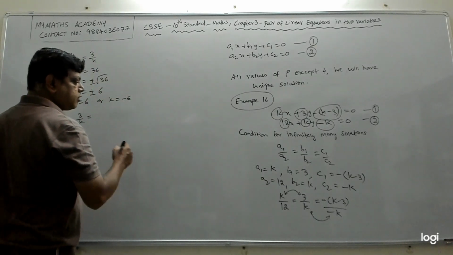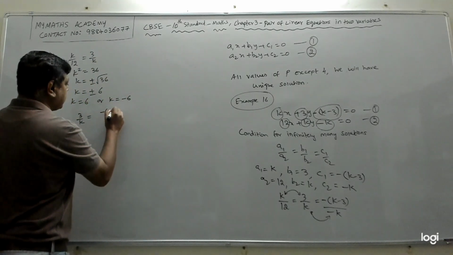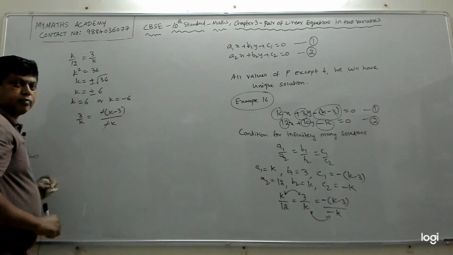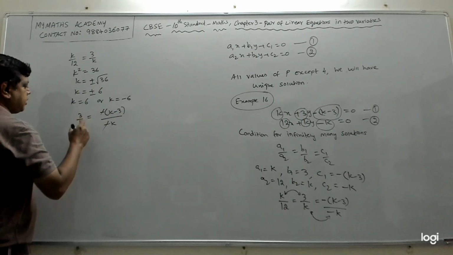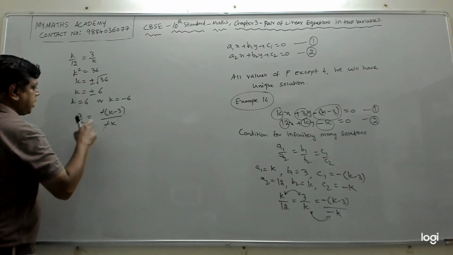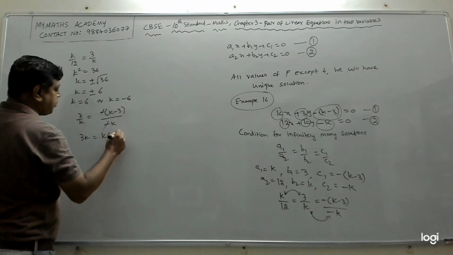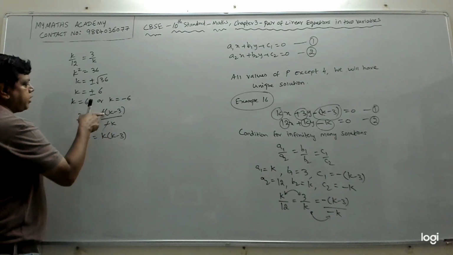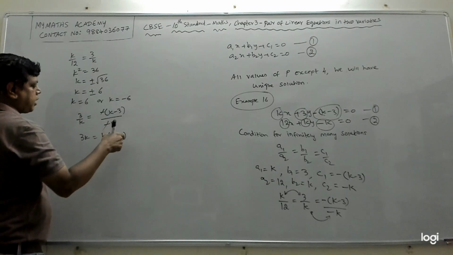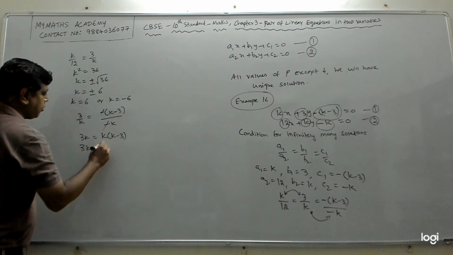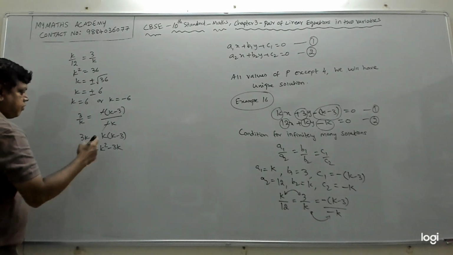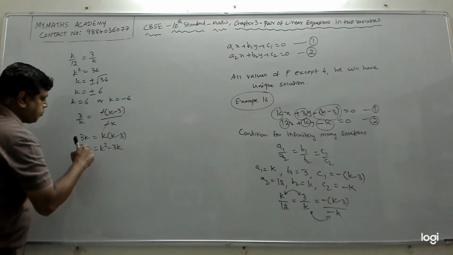Right? So what is that? 3 by K is equal to minus of K minus 3 by minus K. So minus minus will get cancelled. So K into 3 is 3K. This is K into K minus 3. You can multiply: this K will go here and it will become 3K. This K will go to the numerator, so K into K minus 3. So you get 3K equal to K square minus 3K. Right? Now, if we solve this, I am going to take this side.